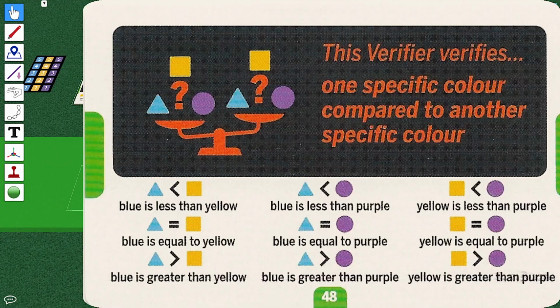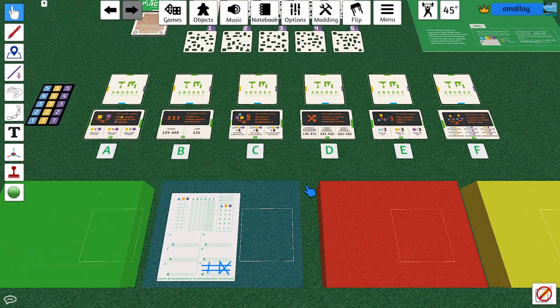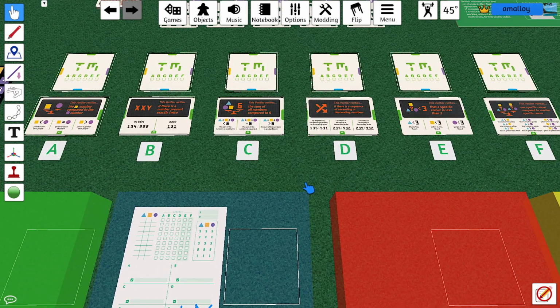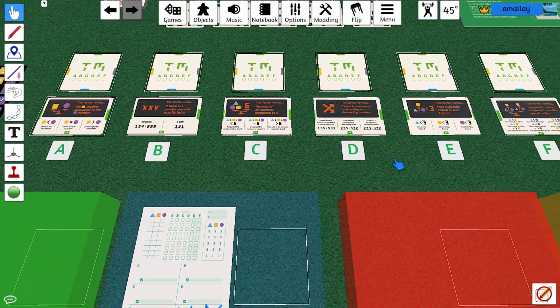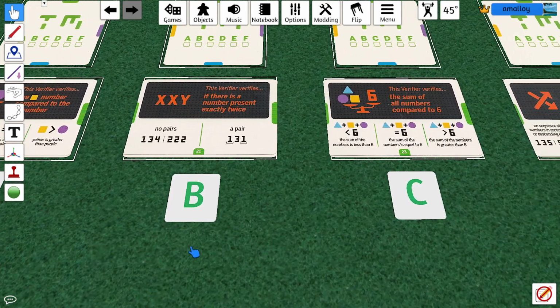Because again, that would make this superfluous, and there are never allowed to be superfluous verifiers. You always have to use the criteria from all 6 of them to get the answer. That doesn't mean you have to ask questions of all of them, but it is the case that if you removed one criterion, then you wouldn't have a unique answer anymore. And if this showed us how yellow compared to purple, we could remove this one and still have a unique answer. So that's impossible.